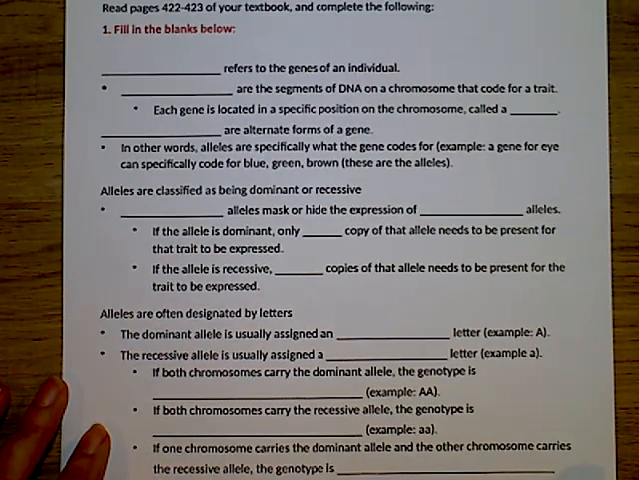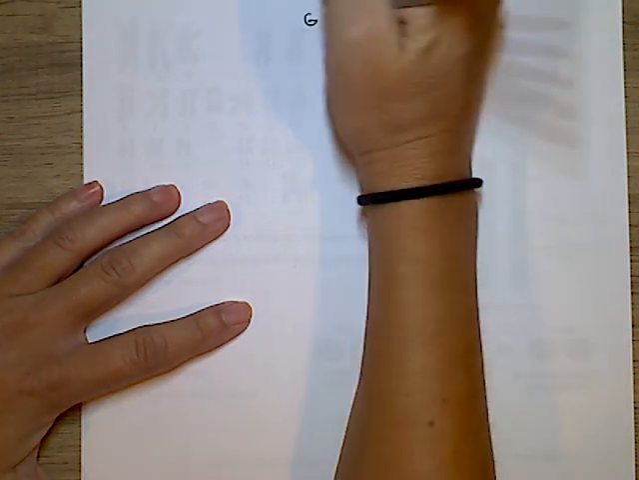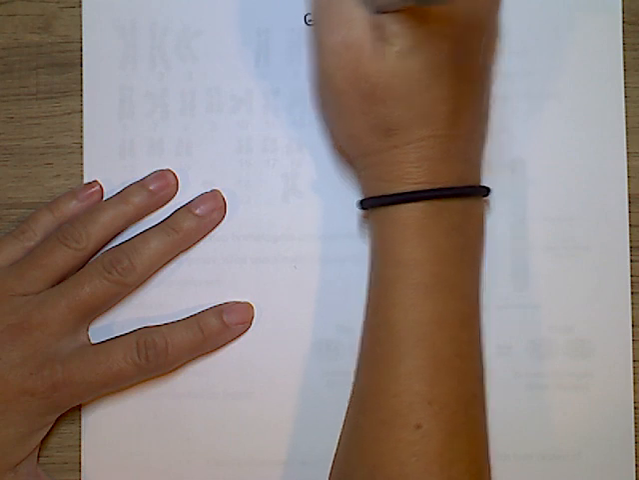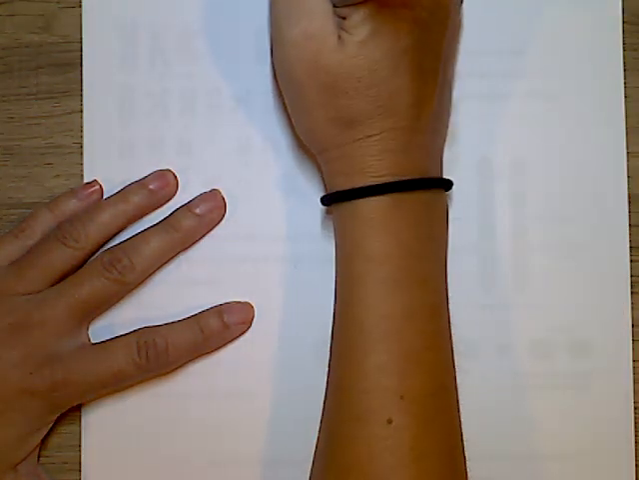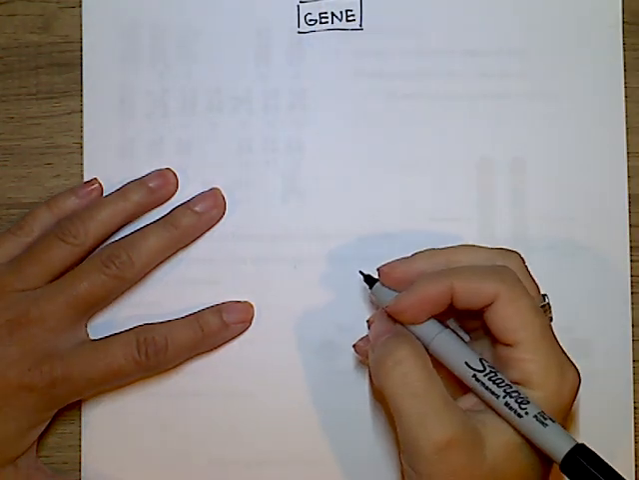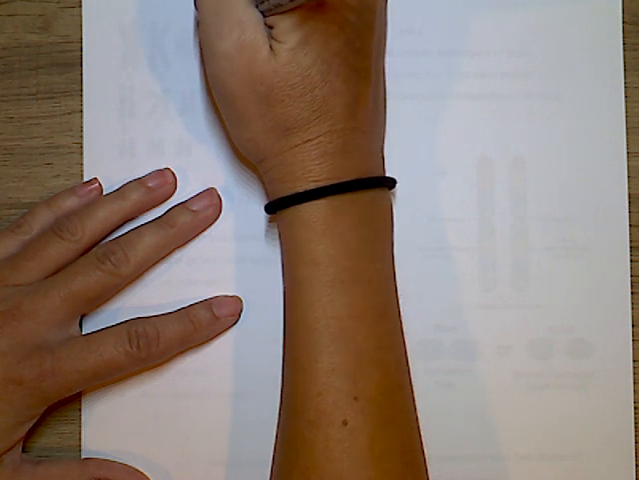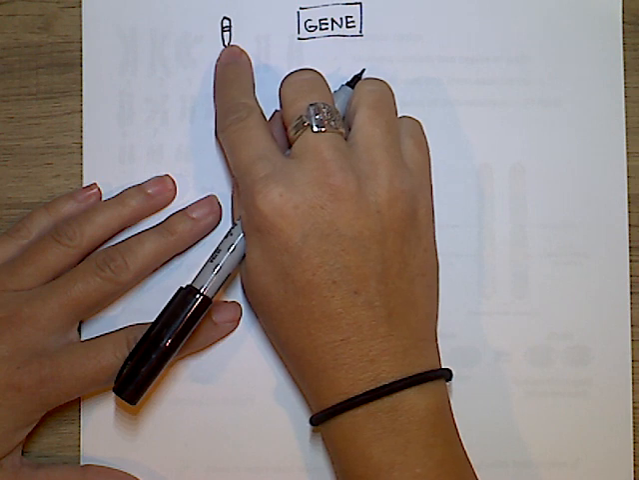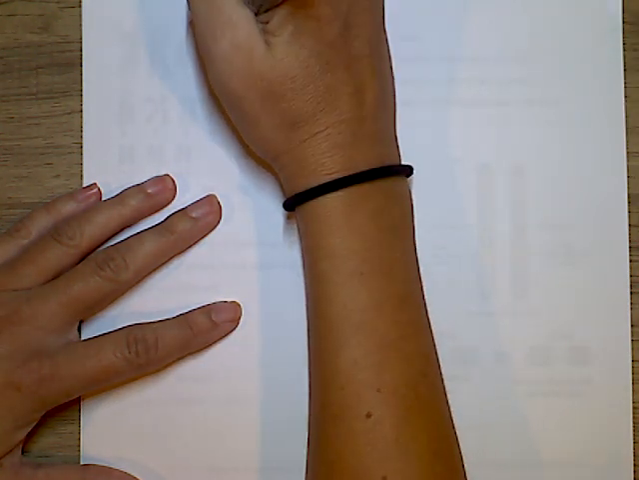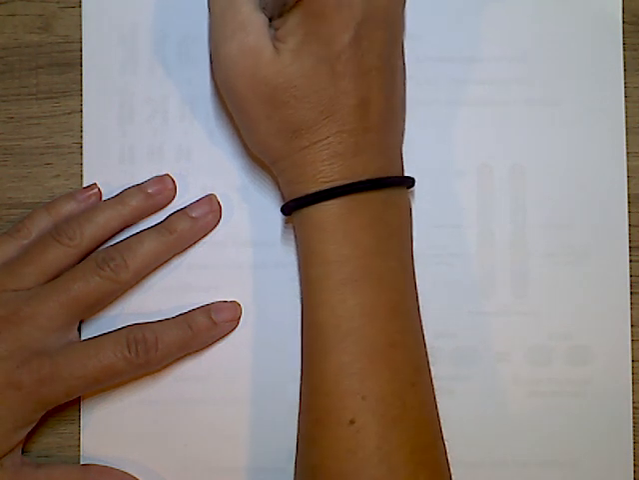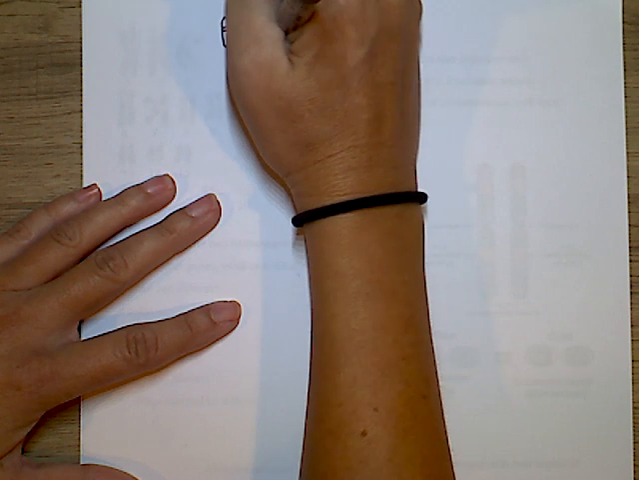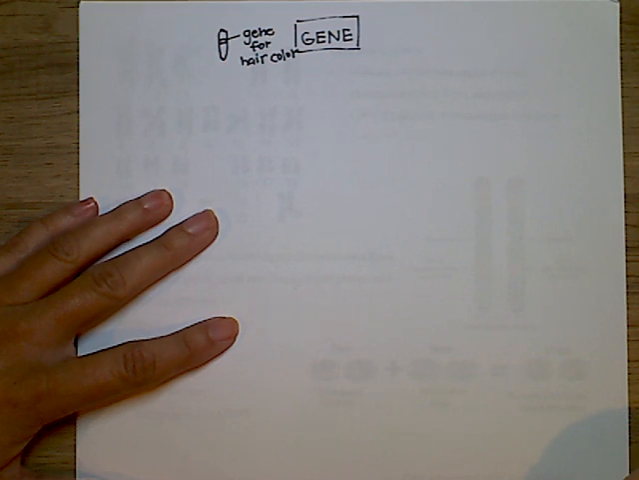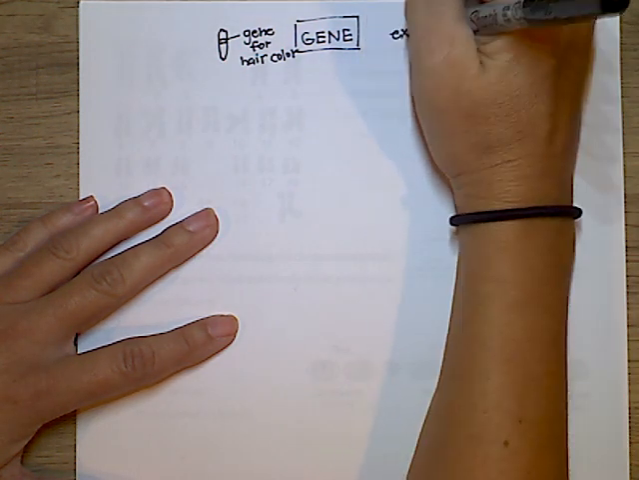So for the pre-lecture, I'm not going to go through that, but I will do kind of an overview here. So let's talk about genes first. And you can write this down if you want, or you can just listen, or you can skip this if you feel comfortable with all of this already. So a gene is a sequence of DNA that codes for a trait. So I've got a chromosome here, and let's say this little area codes for hair color. So an example of a gene would be a gene for hair color.